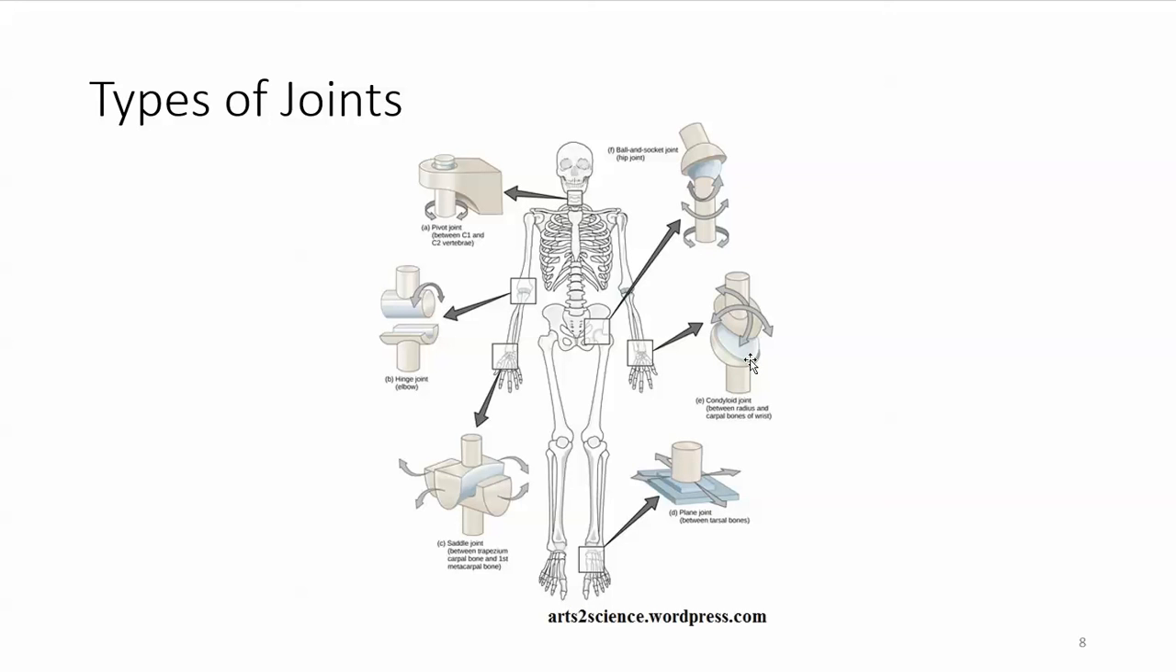The condyloid joint, where two bones fit together with an odd shape. One bone is concave, one is convex. These joints allow flexion, extension, abduction, and adduction movements. The radiocarpal joint. And the last one is the ball and socket joint. It allows for all movements except gliding. You'll find this in the shoulder, glenohumeral, and hip joints.